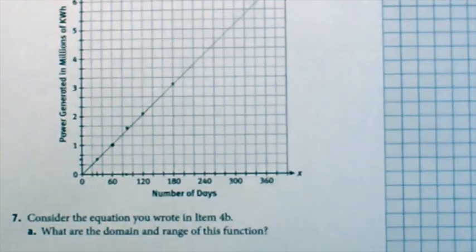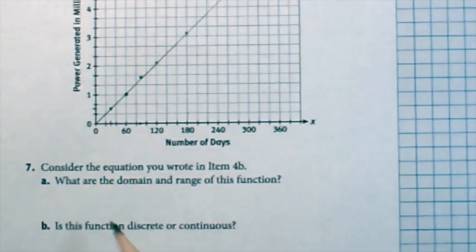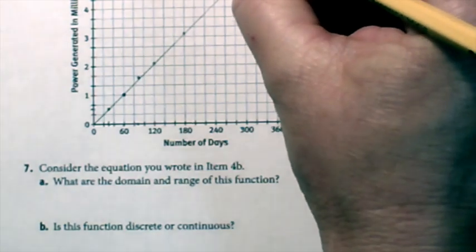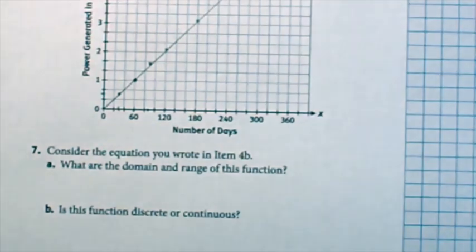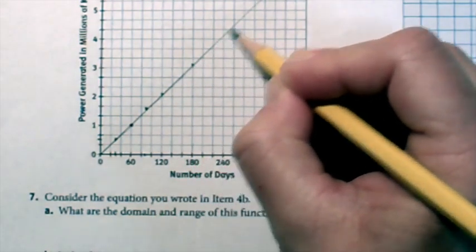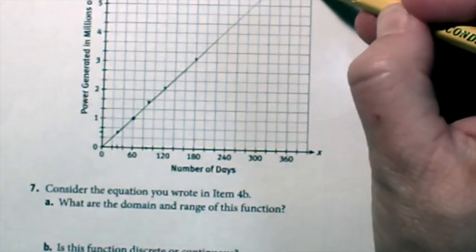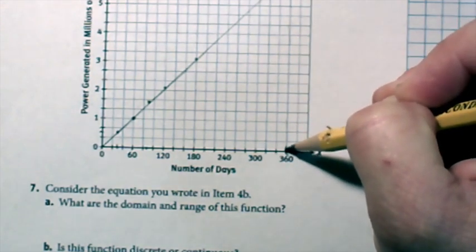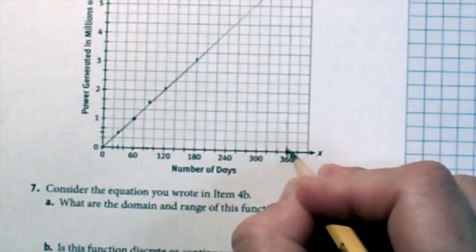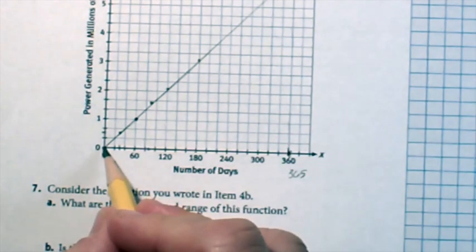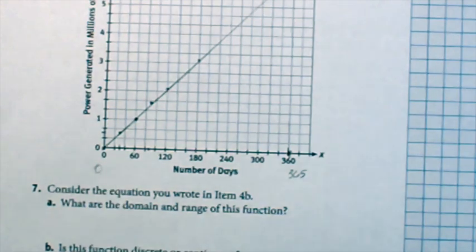What is the domain and the range of this function? Well, we're going to assume that we turn this turbine off after 360 days. So this is our graph. So the domain of the graph are all the x values that are right underneath this graph. So if I drop straight down, we went to 365 here, remember? So 365 is the biggest number. And then it goes all the way down to 0. 0 is the smallest number.